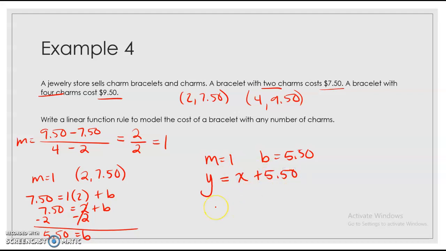And so what that means is if I get no charms on it, just the bracelet, I'm spending $5.50 on the bracelet. And then it's an extra $1 for each charm. So for every charm I put on, I add $1 to it. But that is our final answer: y equals x plus $5.50. That's how we write equations given 2 points.